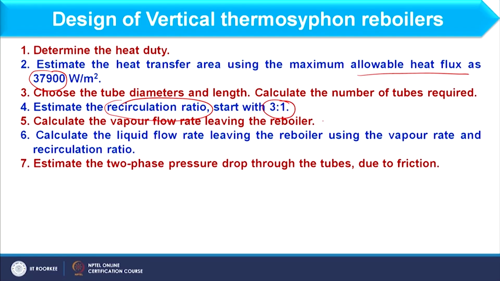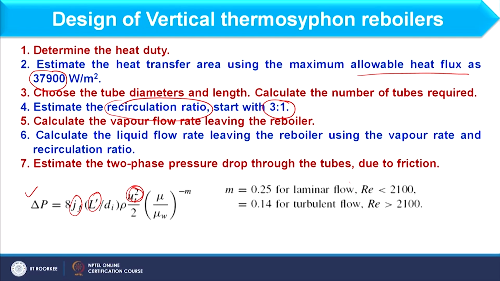So, let us see the empirical correlation for that. Here I have the empirical correlation for pressure drop due to friction, where I should find the JF value and L', which is basically the total length, and UT, which is the tube side velocity. The m value will depend on the flow, that is, either laminar or turbulent, so you can choose the m value accordingly.